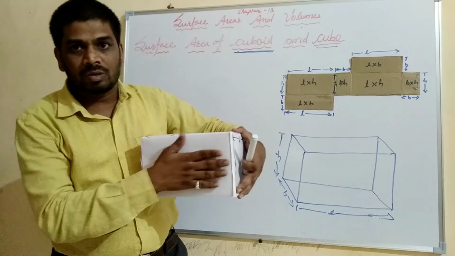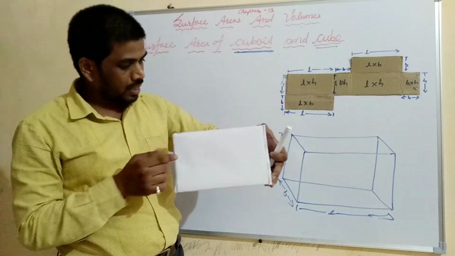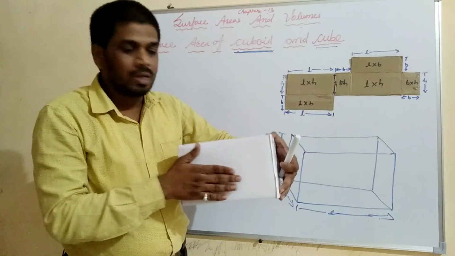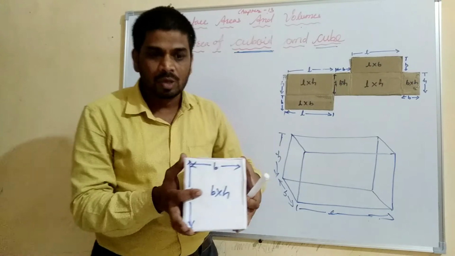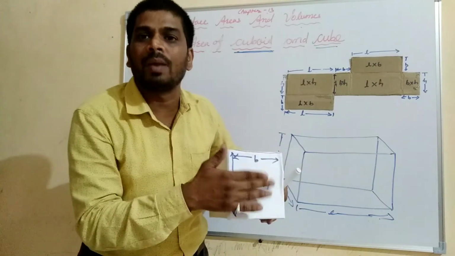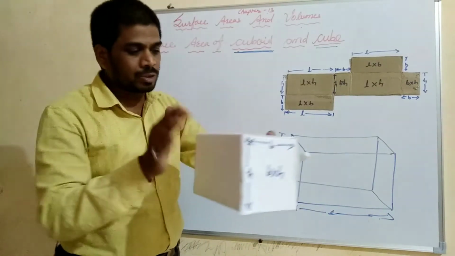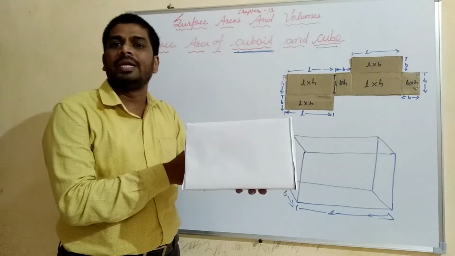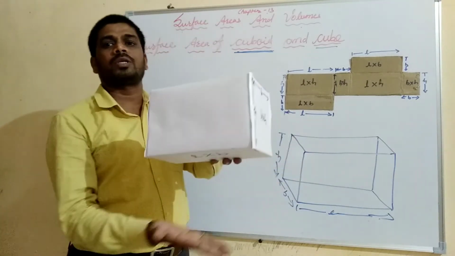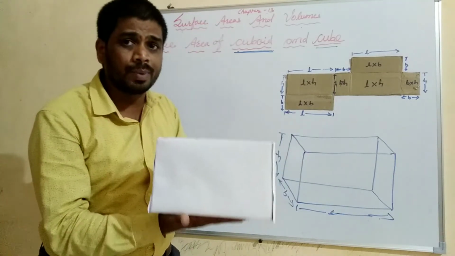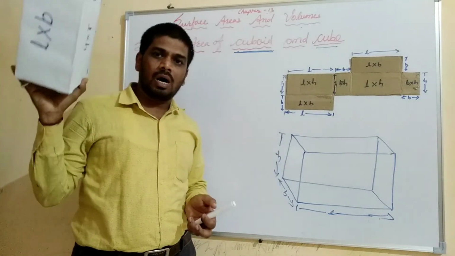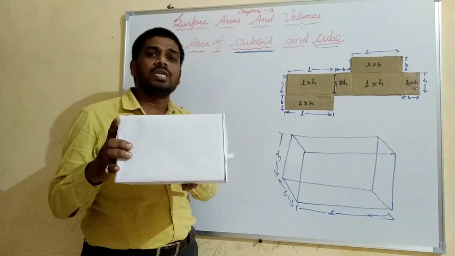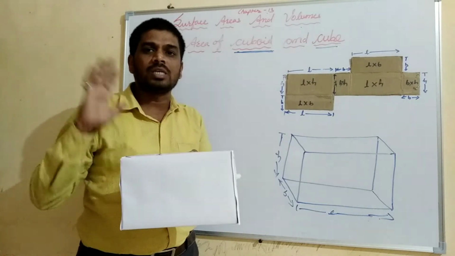If you see this front, this is length, this is height, so it will be length into h. For this face, this is breadth, this is height, so it will be b into h, and obviously the opposite face will also be b into h. This is l into h, so the opposite will also be l into h. If this is l into b, the opposite face will be l into b. So this figure is a cuboid, because each of its faces is rectangular.